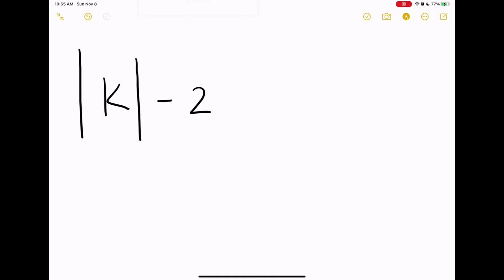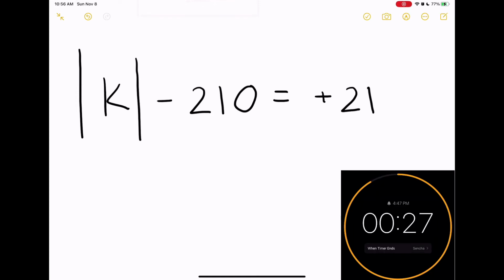Now, you all are going to do a practice problem all by yourselves. The absolute value of k minus 210 is equal to positive 21. You have 30 seconds.